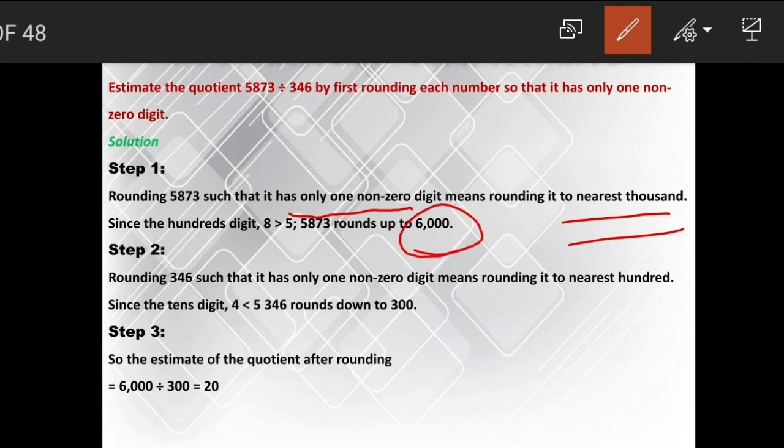Step 2 is we have to round off 346 to the nearest 100 so that only one non-zero digit is left. So it will become 300. And now we will find the quotient, that is 6000 divided by 300, and we will get 20 as the answer. So simple.